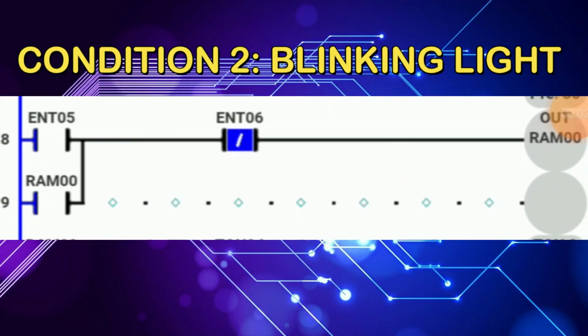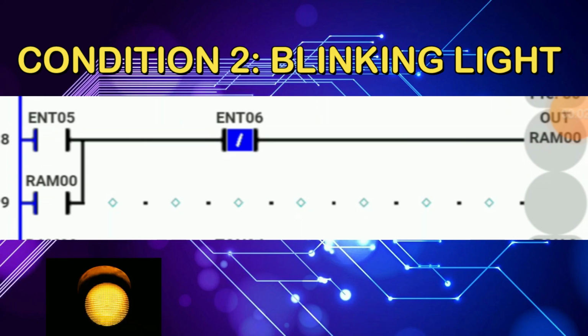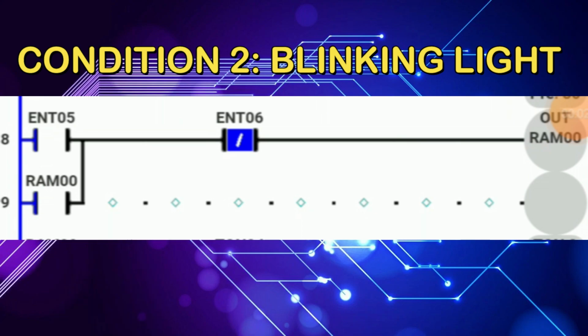In the fourth rung, the ENT05 instruction is used to read the I0.5 push button input, which is normally closed to the ENT06 instruction. This is to ensure that the yellow blinking light signal is only activated when the I0.5 push button is pressed. The output of the ENT06 is connected to the Out RAM00 instruction, which activates the yellow blinking light signal. The signal is then latched using the RAM00 instruction.